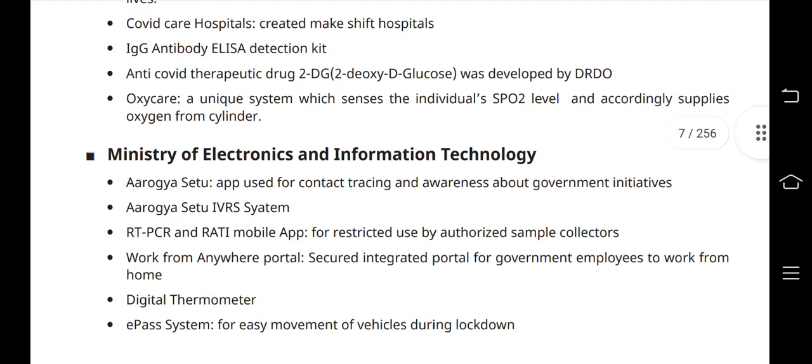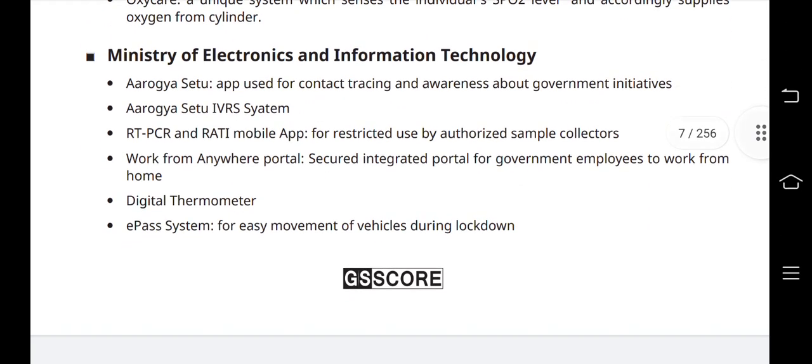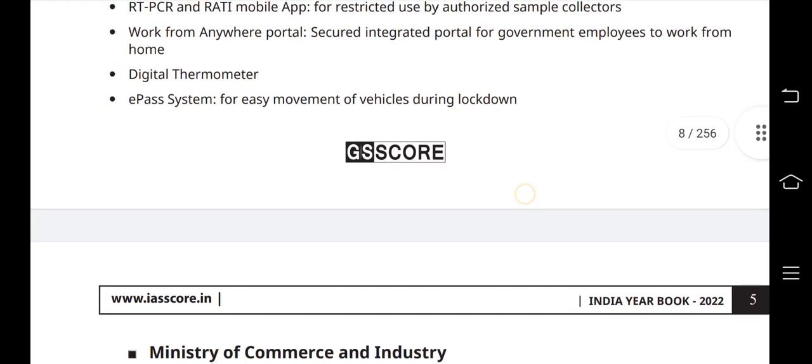Ministry of Electronics and Information Technology. Arogya Setu app used for contact tracing and awareness about government initiatives. Arogya Setu IVRS system. RT-PCR and RAT mobile app for restricted use by authorized sample collectors. Work from anywhere portal: a secured integrated portal for government employees to work from home. Digital thermometer. E-pass system for easy movement of vehicles during lockdown.